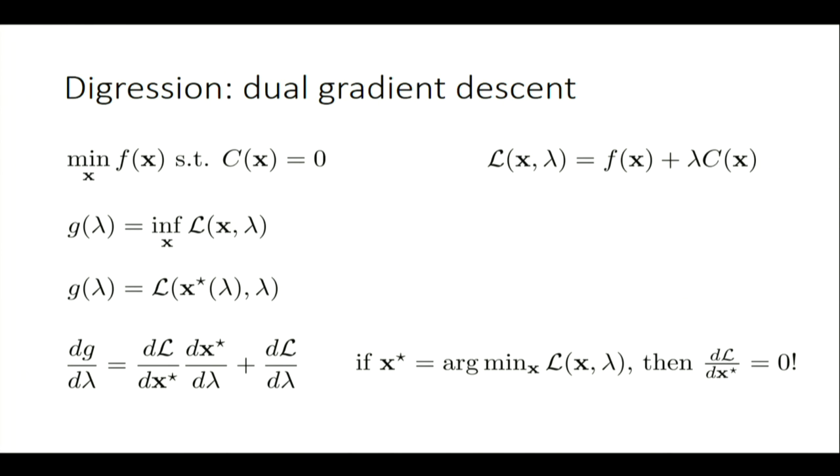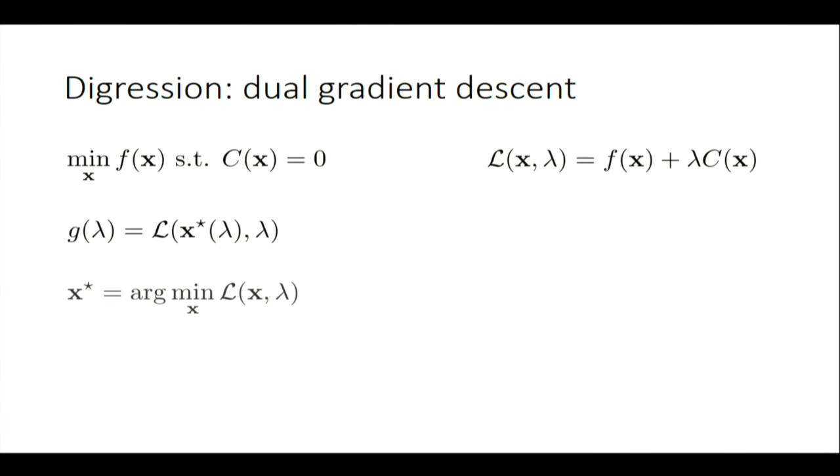Now, if x is the x that minimizes the Lagrangian, then by definition, dL/dx is going to be 0, right? Because if x is the value of x that minimizes this thing, at the minimum, the derivative is 0. So that means that this term is actually going to go away if x star is really the value of x that minimizes the Lagrangian for some value of lambda. So that's what we're going to use. We're going to use the fact that dg/dlambda is actually just dL/dlambda when you plug in the x star that actually minimizes the Lagrangian. And that's the critical thing that makes this algorithm work.